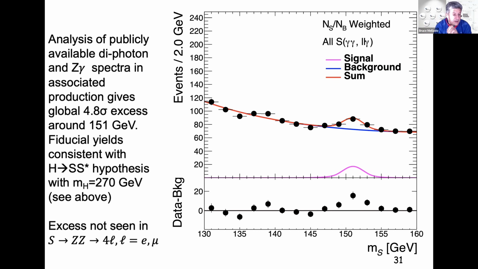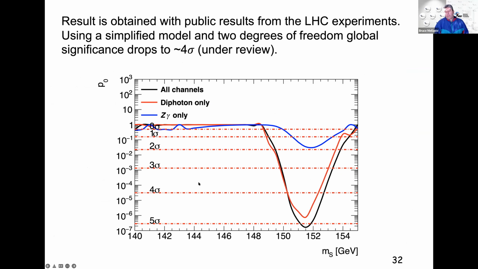So now what we have done, as a request of the reviewers, because you can spend hours arguing back and forth, is that they wanted to see the local significance with a model. So they wanted to say, okay, if you assume a model, and we give them the model, what is the global significance? The global significance drops to about 4 sigma.